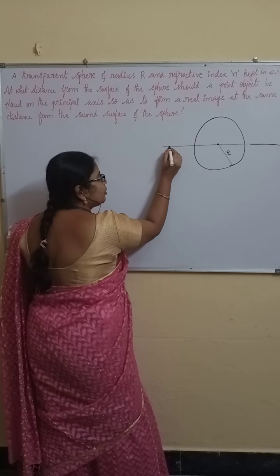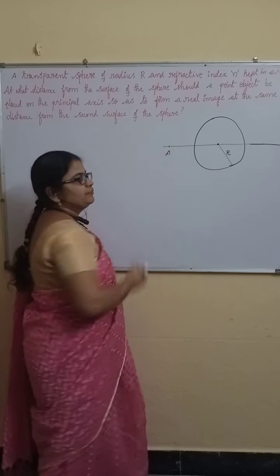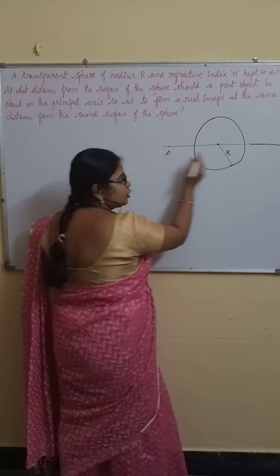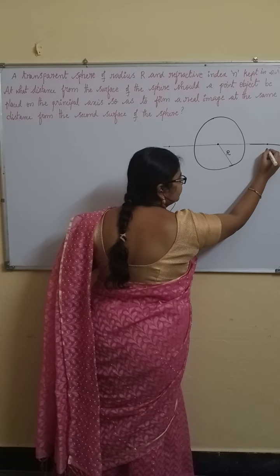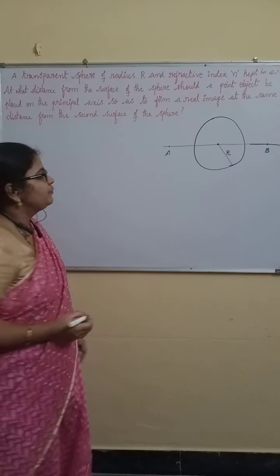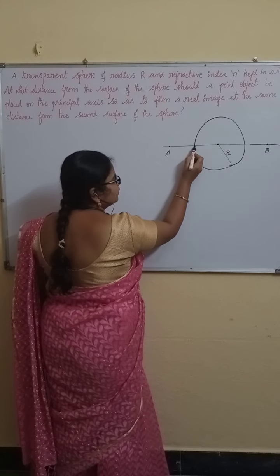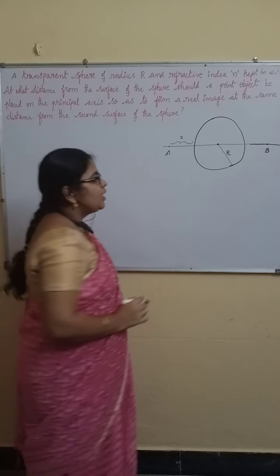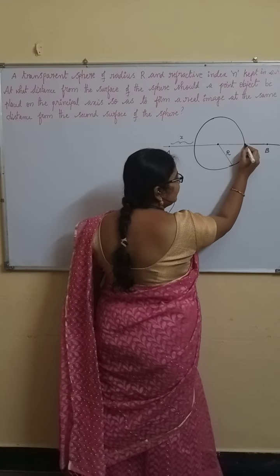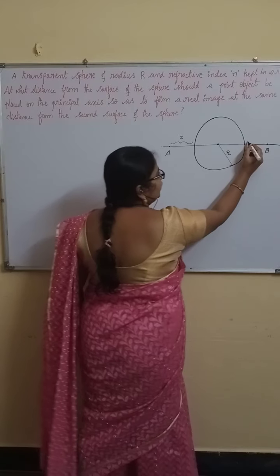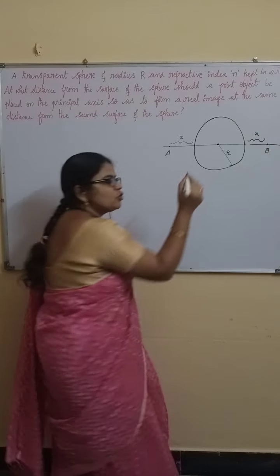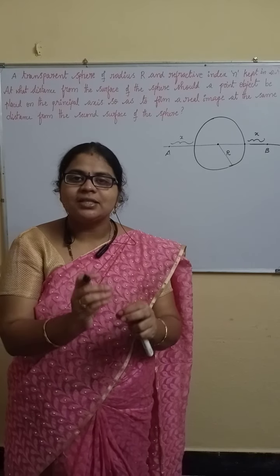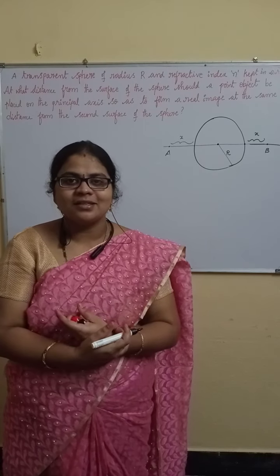Here one point object is there. Let it be A. This point object's image should be here. And this is the curved surface, right? From here to here, the distance, let it be x. Here also, this is the second curved surface. From here to here, the image distance also should be x. Now, what is the value of x? That is what they are asking. Simple only, right?